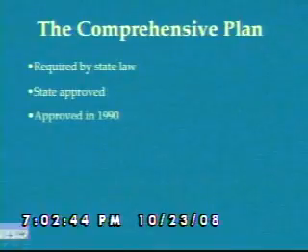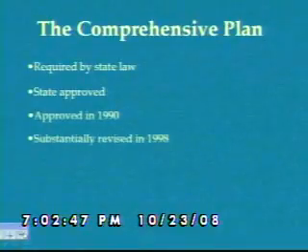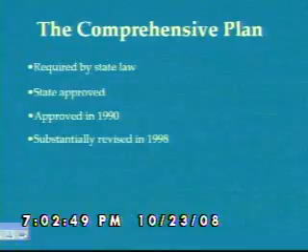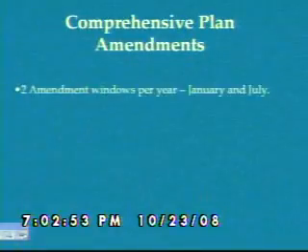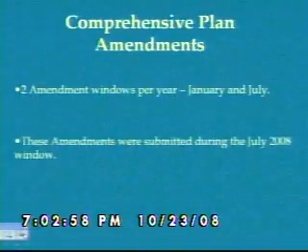As I go through the night, I'm going to start with a brief overlay of how the comprehensive plan amendment process works. First, it's required by state law and approved by the state. Our original comprehensive plan was approved in 1990 and substantially revised in 1998. Comprehensive plan amendments are only accepted in the months of January and July, and these two amendments were submitted during the July 2008 window.